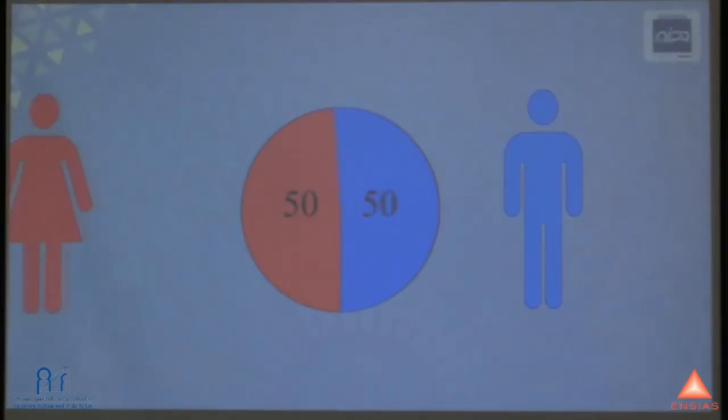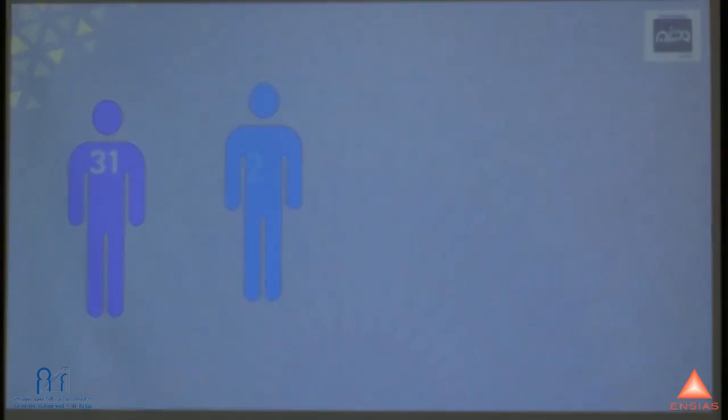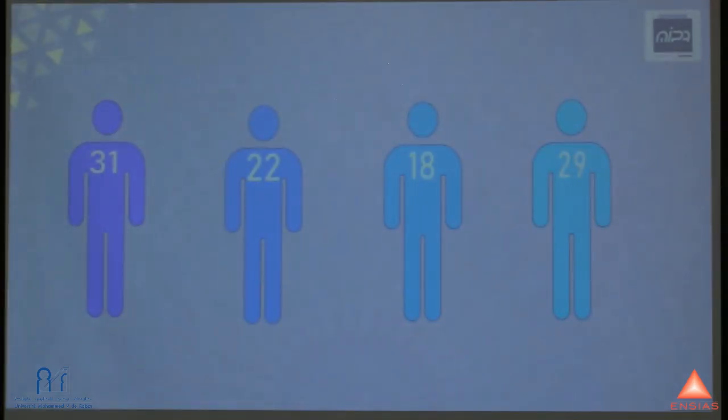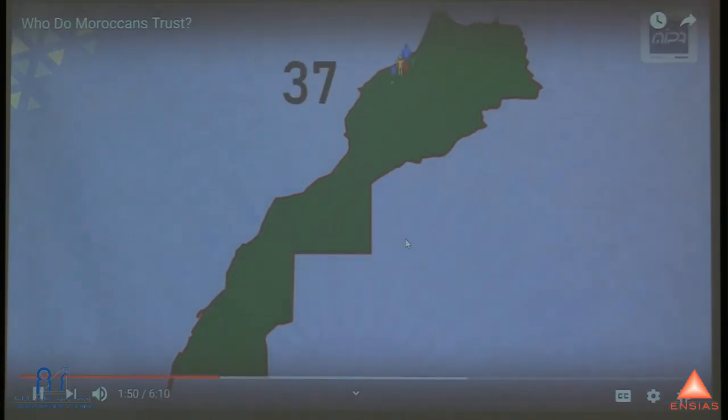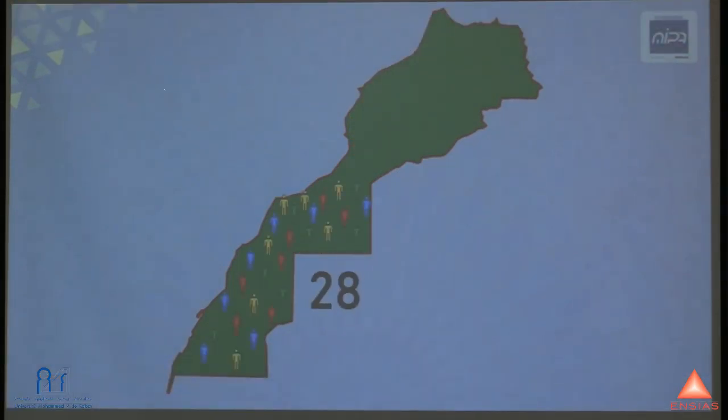There would be 50 men and 50 women. 31 people would be between the ages of 18 and 29. 22 would be in their 30s, 18 would be in their 40s, and 29 would be 50 years or older. It would be a geographically diverse group: 17 from the north, 18 people from the central region, 37 living in the Atlantic region, and 28 from the south. That's how these 100 Moroccans would look.